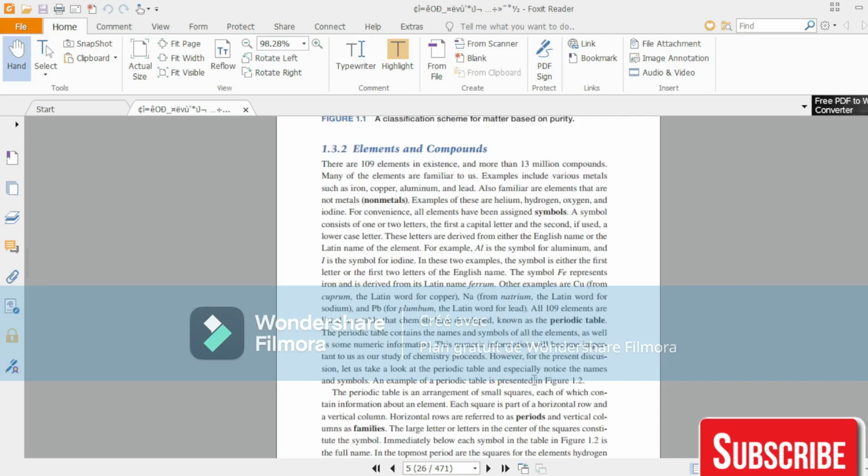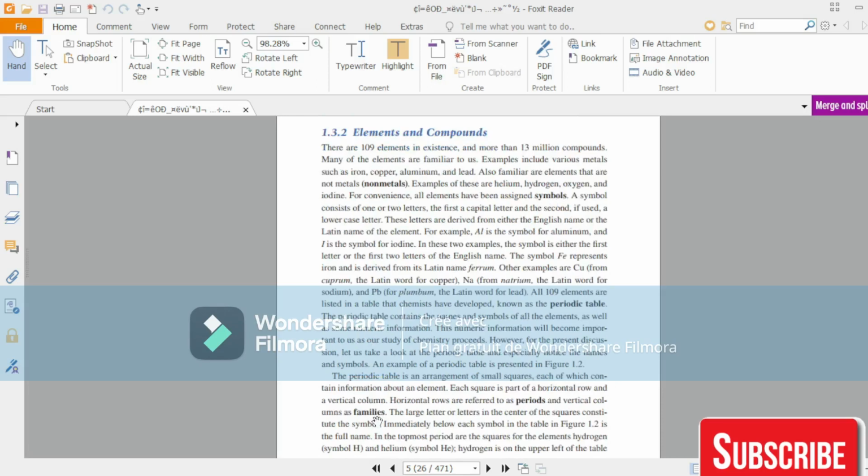However, for the present discussion, let us take a look at the periodic table and especially notice the names and symbols. An example of the periodic table is presented in figure 1.2. So the periodic table is an arrangement of small squares, each of which can contain information about an element. Each square is part of a horizontal row and a vertical column. Horizontal rows are referred to as periods, and the vertical columns as families.